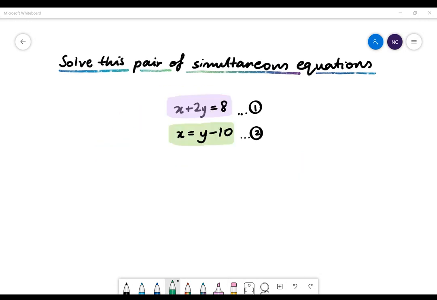In our next example, we are going to solve the pair of simultaneous equations x plus 2y is equal to 8 and x is equal to y subtract 10. If you'd like to have a go, pause this video now.